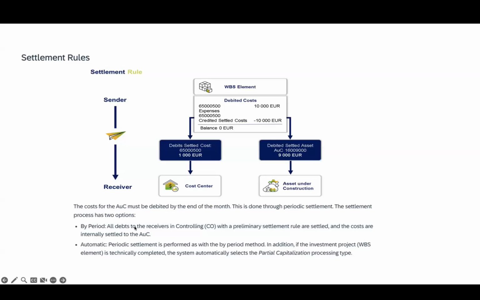You can do it by a period. So all debts to the receivers in the controlling with the preliminary settlement rule are settled. The costs are internally settled to the asset under construction, or periodic settlement is performed as with the by-period method. An investment project element is technically completed. The system automatically selects the partial capitalization processing type.